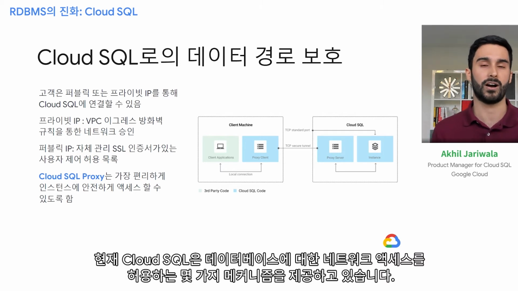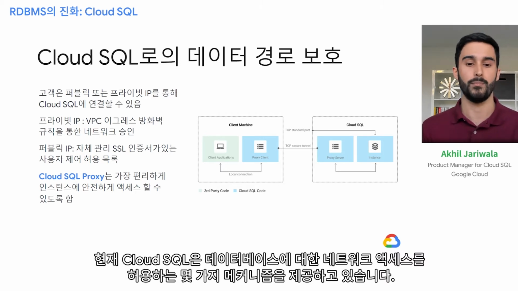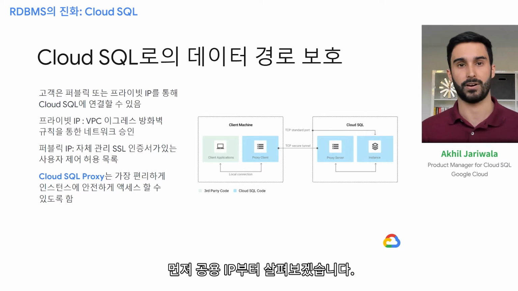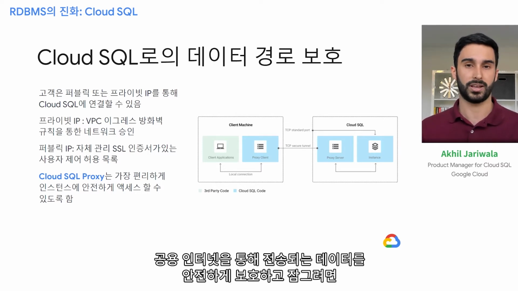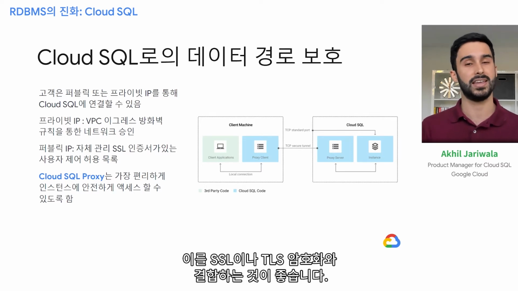Now, Cloud SQL offers a couple of different mechanisms for authorizing network access to the database. Let's take public IP first. Cloud SQL offers an allow list that allows the user to specify which IP addresses are allowed to connect to the database. We recommend coupling that with SSL or TLS encryption to make sure that any data sent over the public internet is secure and locked down.